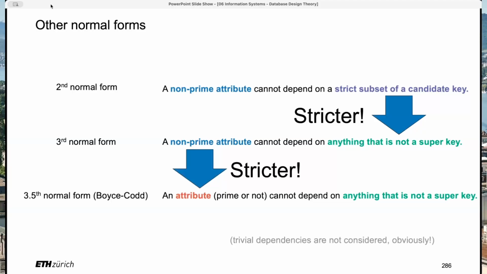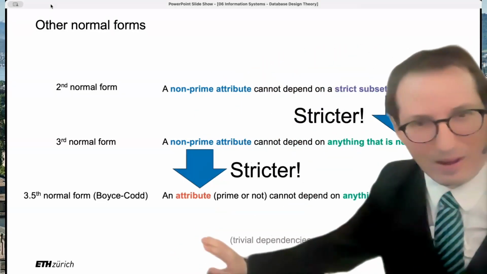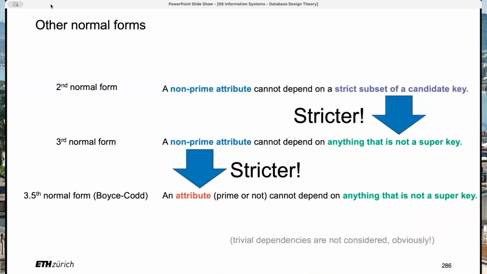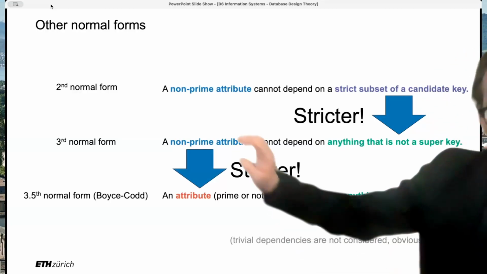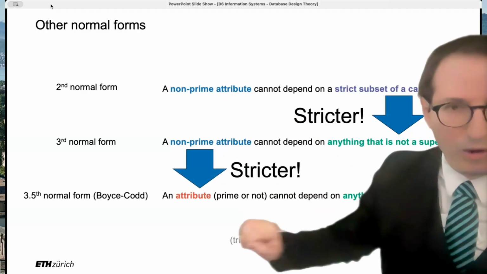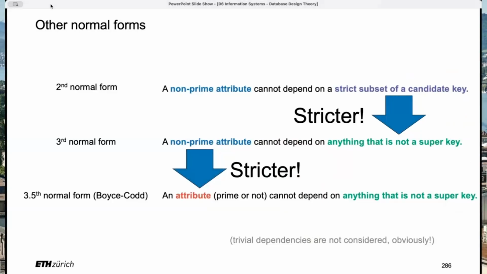But the fifth normal form is not part of the material, and neither is the second nor the third. The only ones are first and Boyce-Codd, that's all. But still, I wanted to show you how they relate. Because Boyce-Codd means that an attribute cannot depend on anything that's not a superkey, right? It's just another way of saying that the left-hand side must be superkeys. Well, in fact, the second and third are a bit more lenient. The second and third normal forms only look at the non-prime attributes. So basically, if you have an attribute that is prime, meaning that it exists in one candidate key, then you close your eyes.